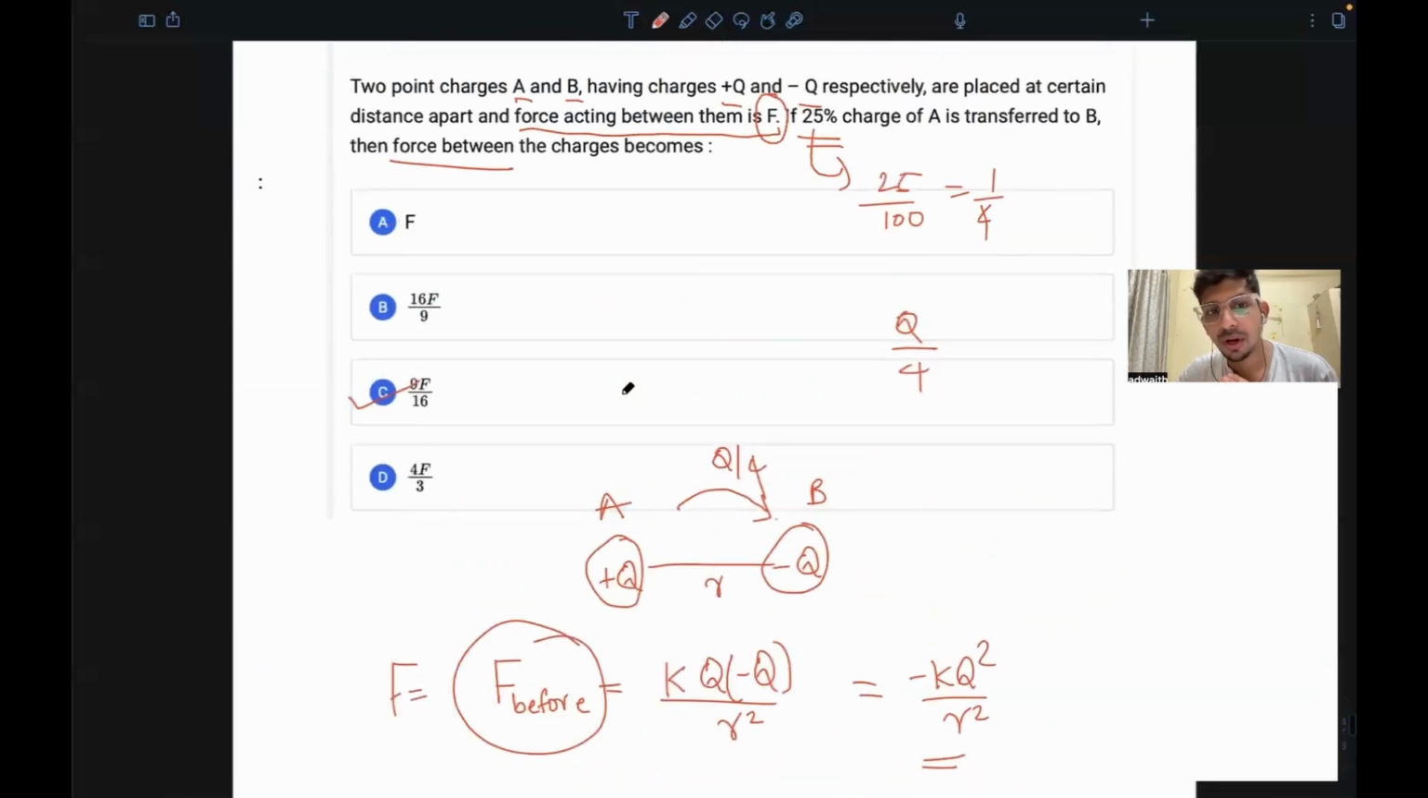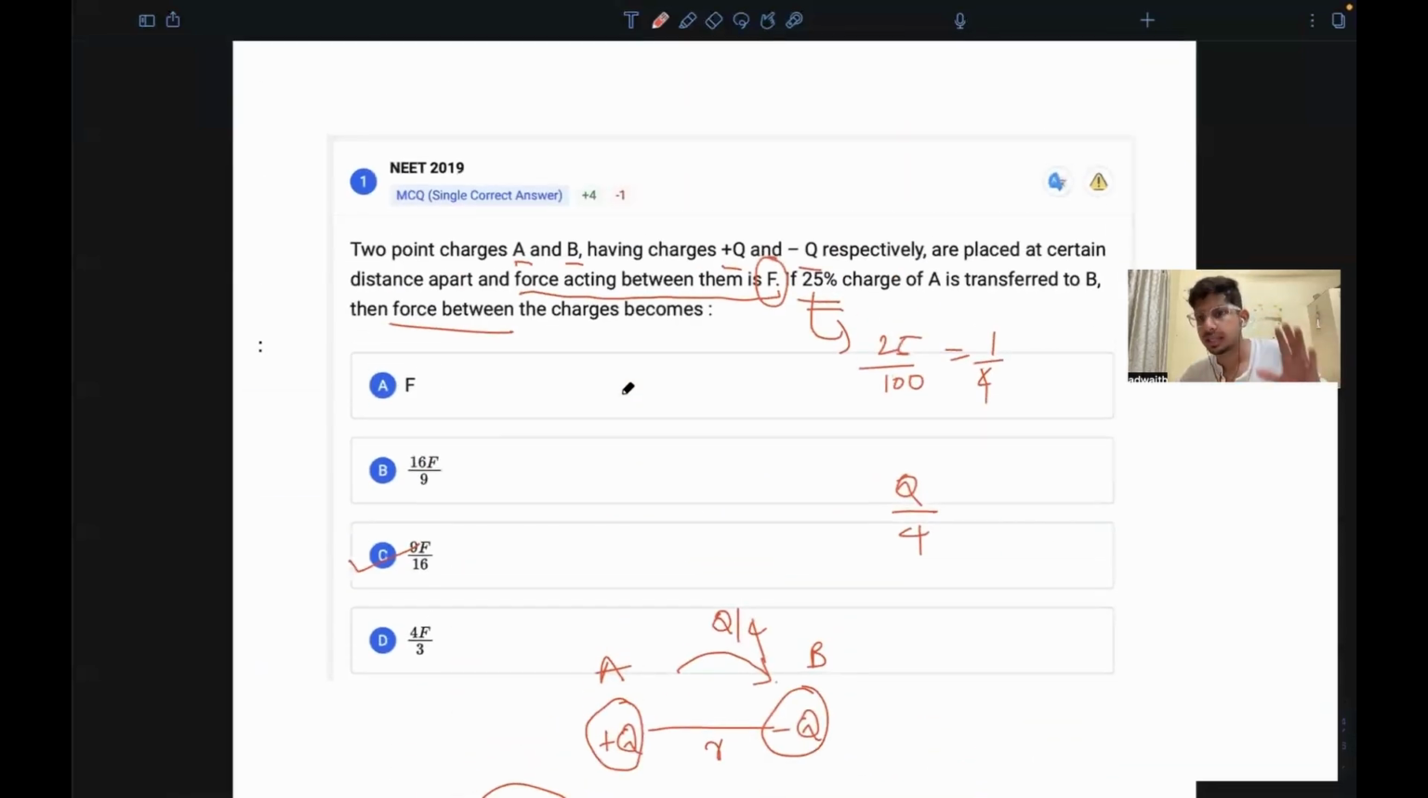If you understand this question, there can be multiple questions like this: a charge adding, distance changing, what will happen to the force? You have to follow the same procedure. Find the force at the starting time, the force after the changes, then compare them.